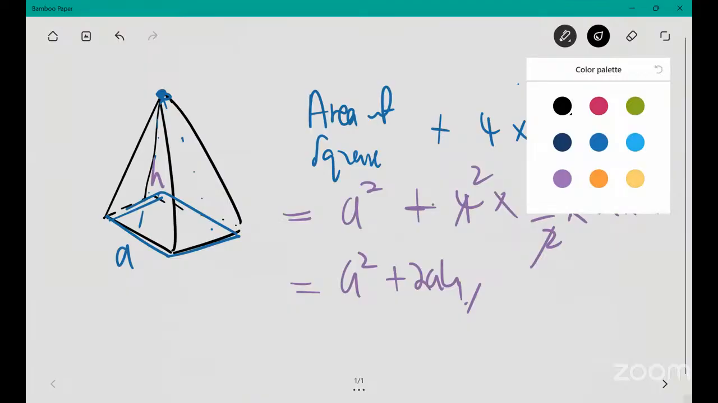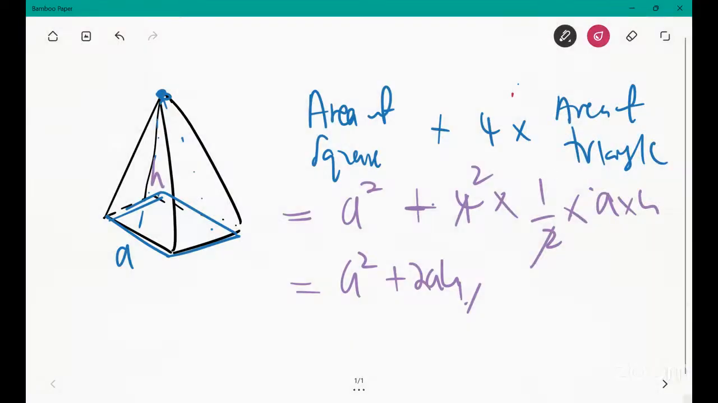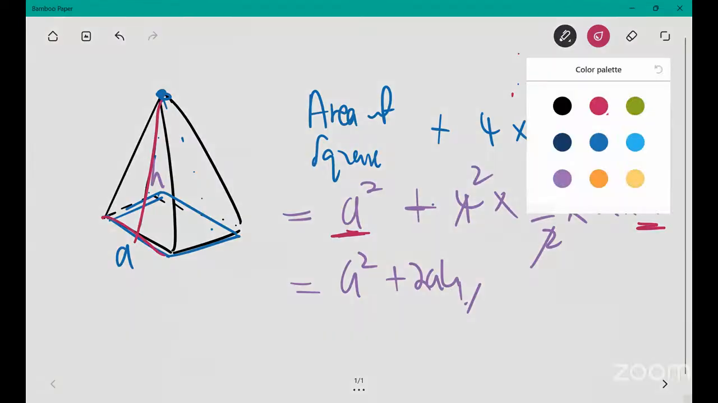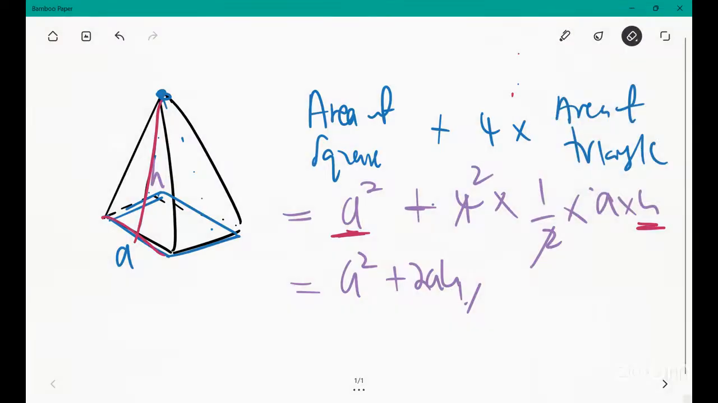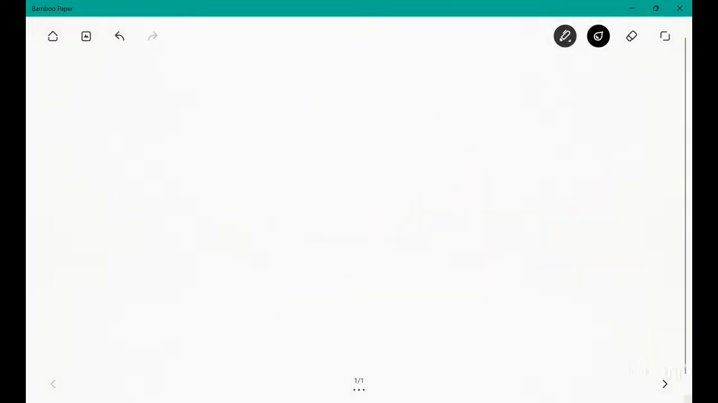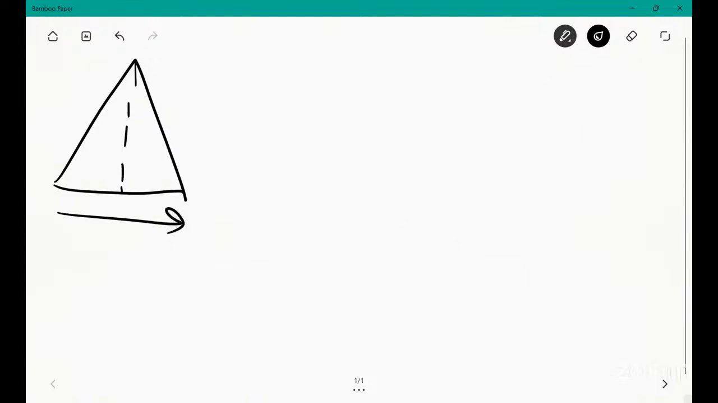So again here, what are your unknown terms? It's your base and it's your height. Here the base and the height. So again, they can give you this question in many different ways. So let's say they have given it to you like this.